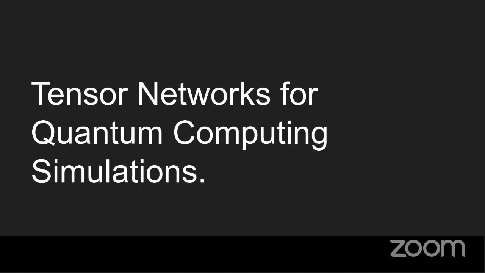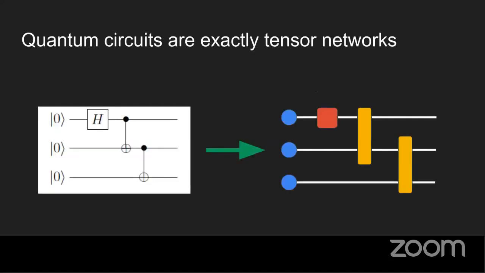Awesome. All right, cool. So the next thing I'll be going over is tensor networks for quantum computing simulations. If you've ever seen a quantum circuit diagram before, what's awesome about quantum circuit diagrams is that they 100% map to tensor networks. So if you give me a quantum circuit, I can give you a tensor network that represents that quantum circuit 100% of the time.